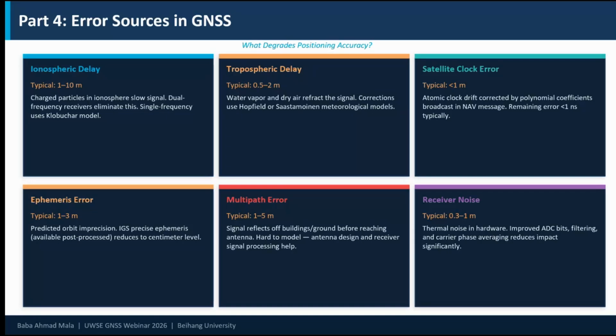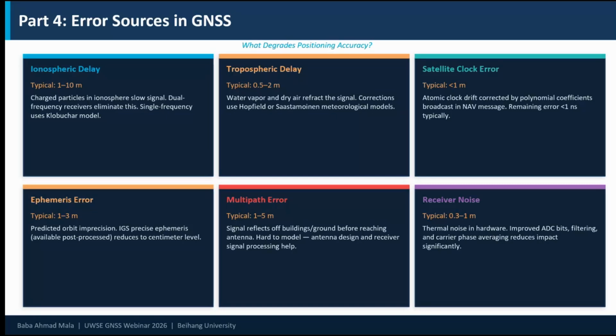Ionospheric delay typically is an error, and the higher the figure, the higher the error. Charged particles in the ionosphere slow the signal. Dual frequency receivers eliminate this. Single frequency receivers use the Klobuchar model.